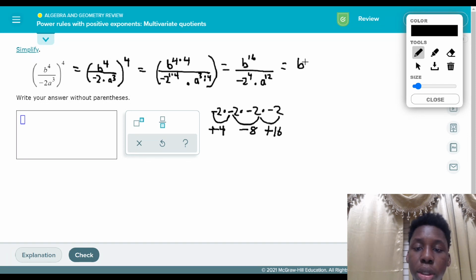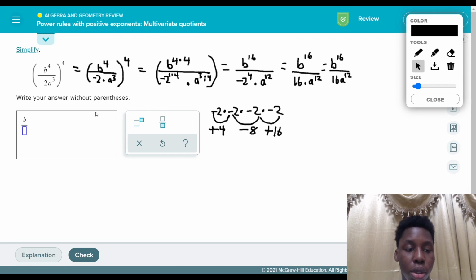So this equals b to the power 16 over 16, because positive 16 is the same thing as 16, right? Times a to the power 12. Now we've simplified it. All we have to do is combine every one of them, combine what we separated at first. This is b to the power 16 over 16 times a to the power 12, which is 16a to the power 12. So we're done with that. Let me put it in real quick. b to the power 16 divided by 16a to the power 12.